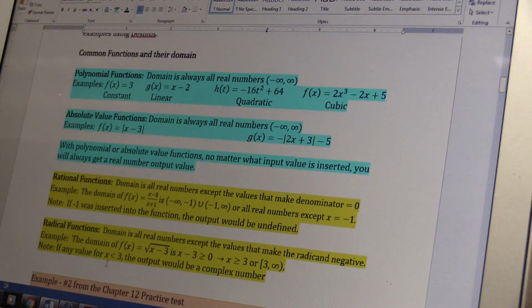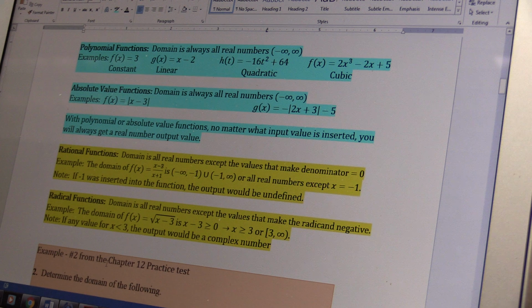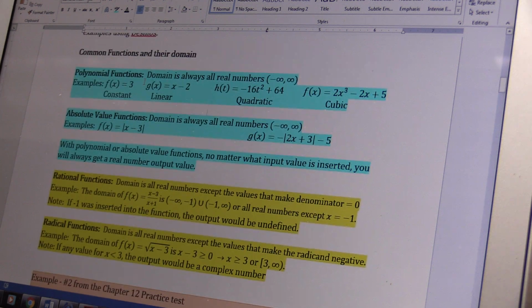Now, the two types that we're going to see that possibly give us issues within the domain are rational functions, because you can never have a zero in a denominator, and also radicals, because you have to have a non-negative radicand, the thing underneath the root symbol, in order for it to be a real number output. Otherwise, if it's negative, we have to pull our i out, and it ends up being a complex number. So these are the two types. Basically, when you're asked what the domain of a function is, most functions that we look at are going to be all real numbers.